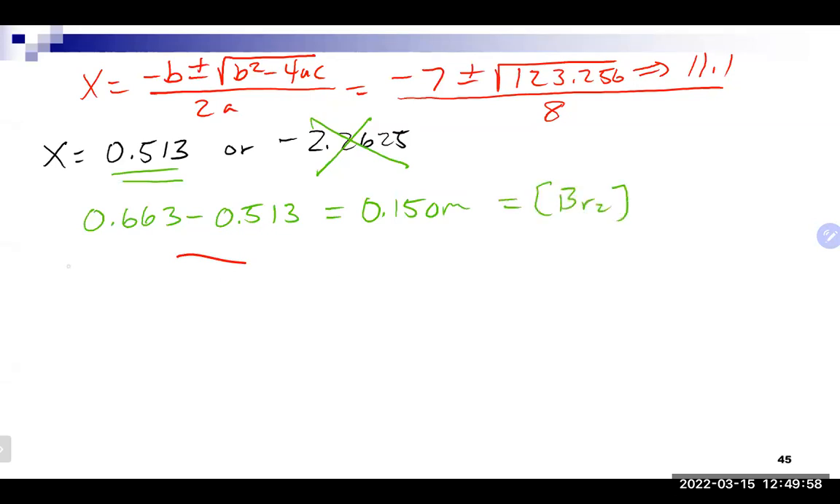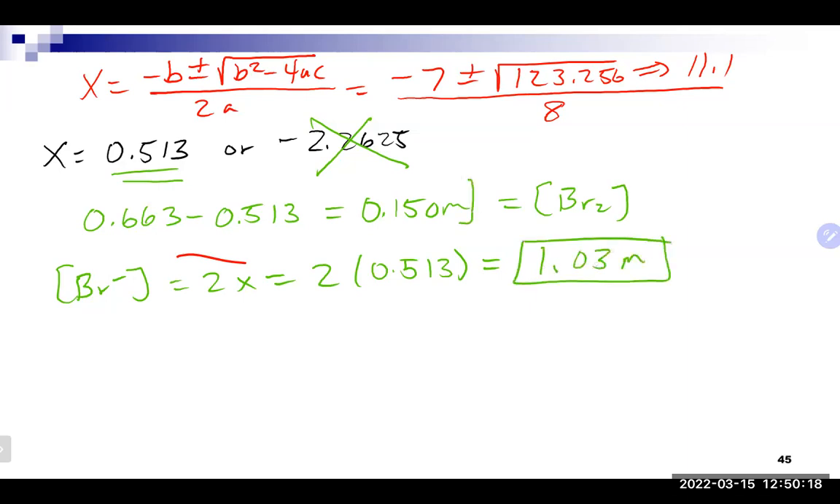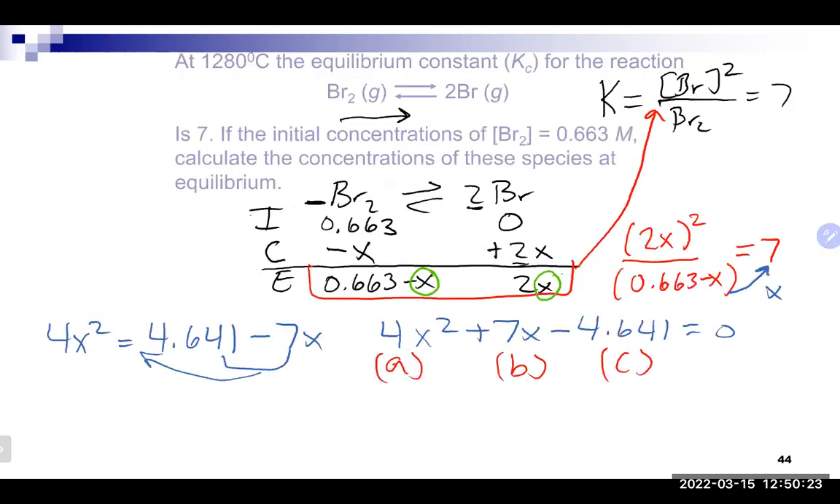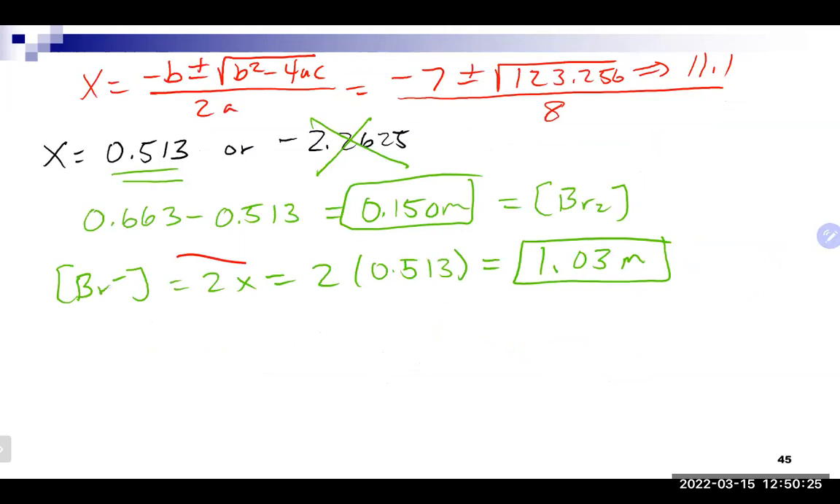For Br, I believe that was equal to 2x, which would be 2 times 0.513. That would get us about, I'll call it a 1.03 molar there. These would then represent, as we can see from our ICE table, the equilibrium concentrations of these guys. Actually, it's just Br, no minus, of each of these guys here. Question on those steps?